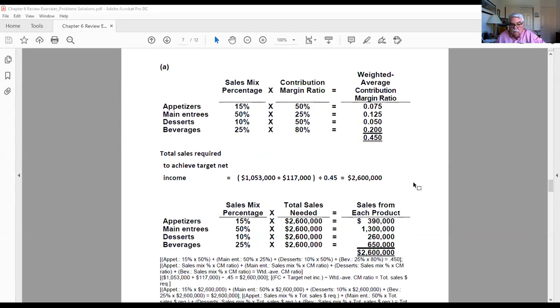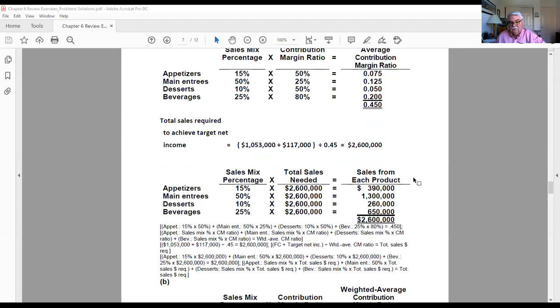Now, the next question is what percentage or what part of those sales comes from those 4 menu items? Well, if the sales percentage mix is 15% of appetizers, $390,000. So if we sell $390,000 of appetizers, we know they're picking up their share of our profits. 50% is our main entrees, $1.3 million. Desserts, 10%, $260,000. Beverages, 25%, $650,000. So under each one of these revenue lines, if we meet those revenue lines, we're going to make our $117,000 profit.